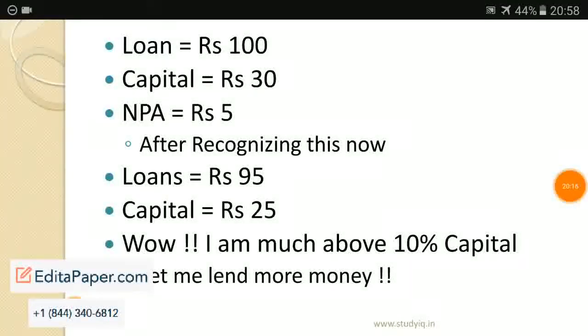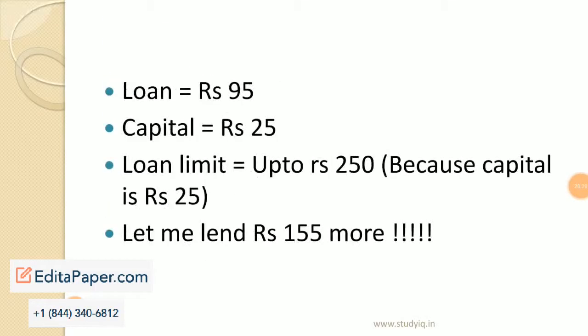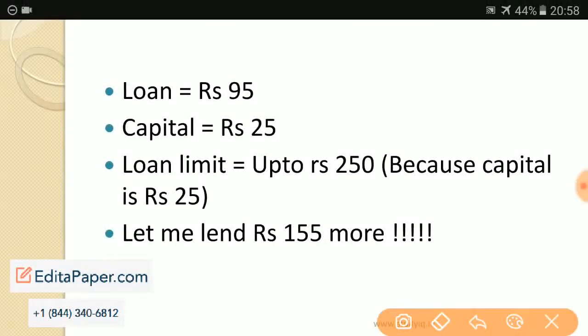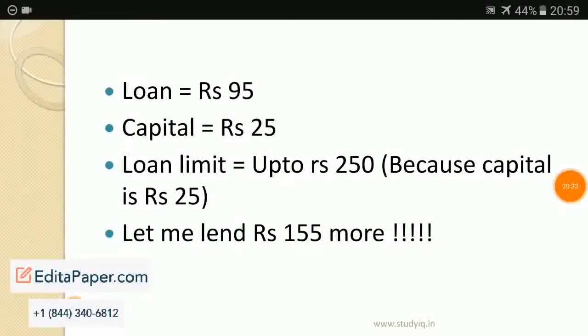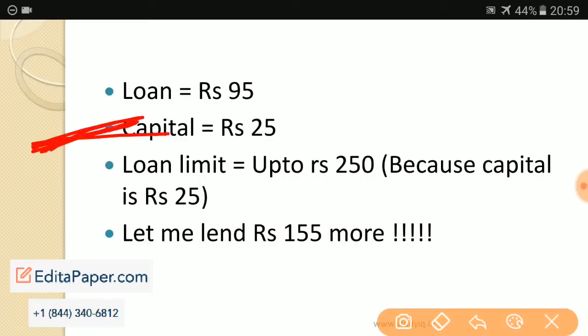Now, coming to the next scenario. Loan now is 95 rupees after recognizing the 5 rupees NPA, and the capital is 25 rupees. Okay. Now just understand this point that the loan giving capacity of the bank depends upon the capital base as well. That is, if the capital base is high, then banks can give more and more loans. Basically, currently the capital base is 25 rupees.